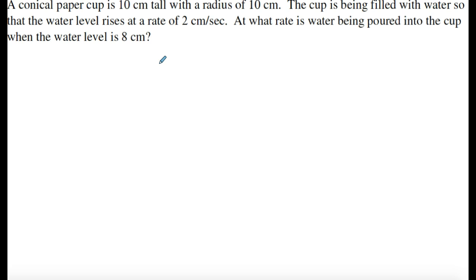In this one, it says a conical paper cup is 10 centimeters tall with a radius of 10. The cup is being filled with water so that the water level rises at a rate of 2 centimeters per second. At what rate is water being poured into the cup when the water level is 8 centimeters?